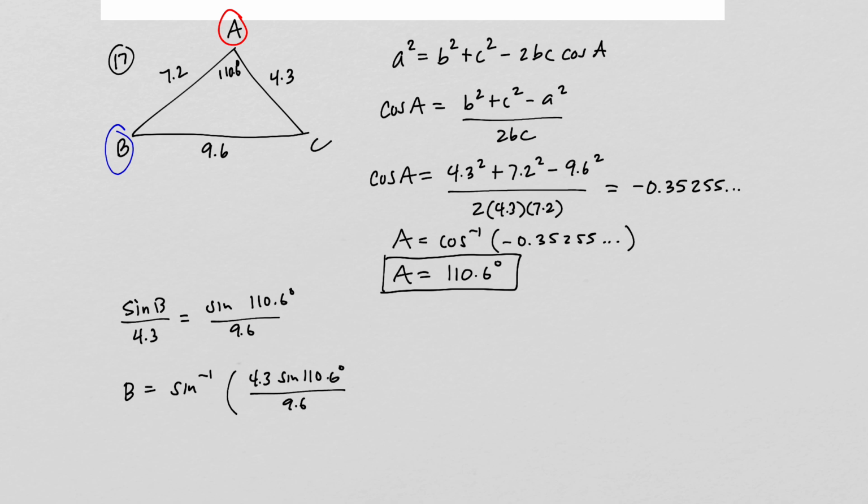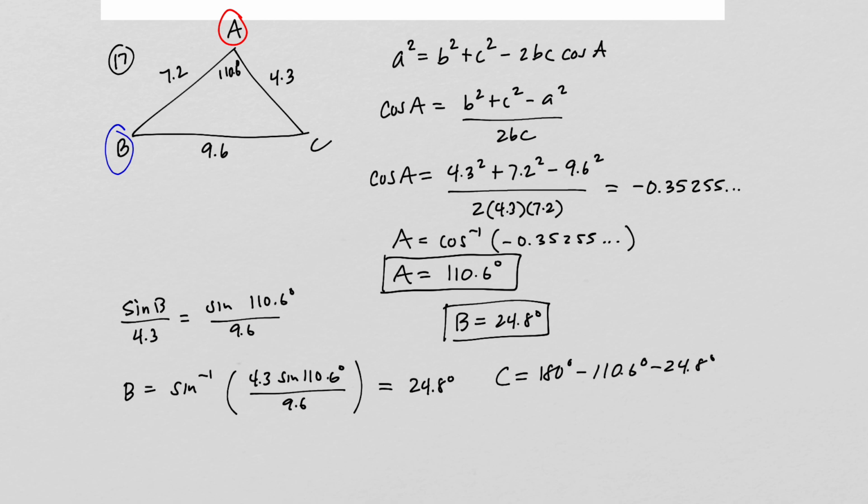So check my work here. And then we're just going to plug that into a calculator. And when I do that, I end up getting 24.8 degrees. So angle B is 24.8. And now to find angle C, we can simply subtract the first two angles from 180. And if I do that subtraction, I end up getting 44.6 degrees. And that is the solution to this triangle.